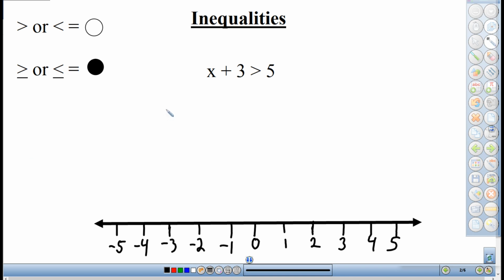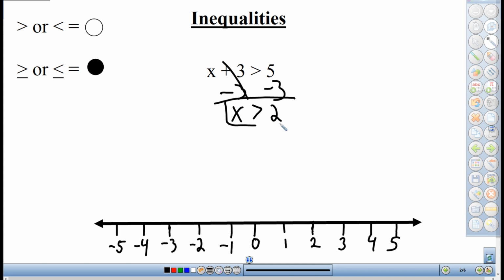Now, let's look at the inequality itself. We have x plus 3 is greater than 5. Now we're going to solve this just like an equation, and it's only one step, so it should be pretty simple. Since we have a plus 3, we're going to minus 3. By doing this, we get rid of that 3, because 3 minus 3 is 0, and what we're left with is x is greater than 2.